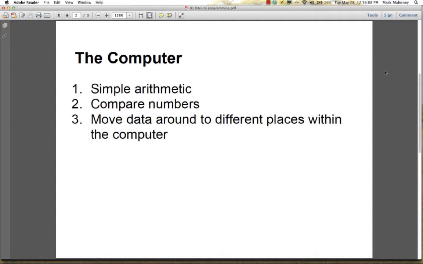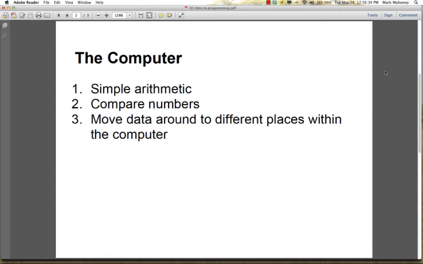The computer can really only add, subtract, multiply, and divide numbers. And I'm guessing you can do these things too. Computer can compare numbers to each other. You can ask a computer if the number 5 is less than 6, and it will tell you, yes, 5 is less than 6. And you can ask the computer if 10 is greater than or equal to 20, and the computer will tell you, no, that's not true.